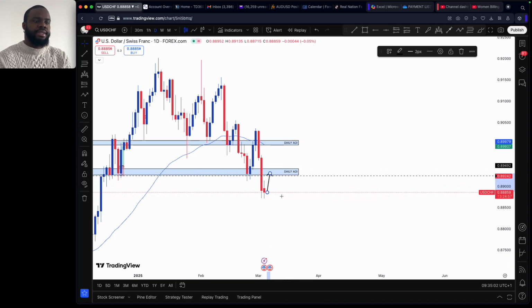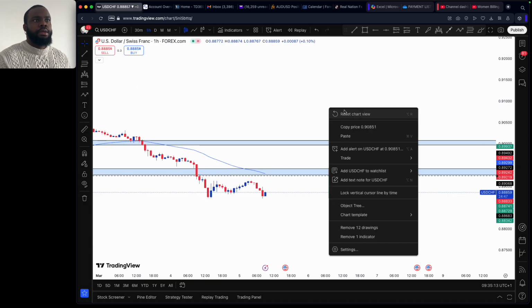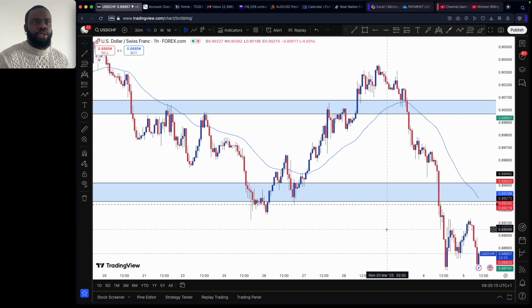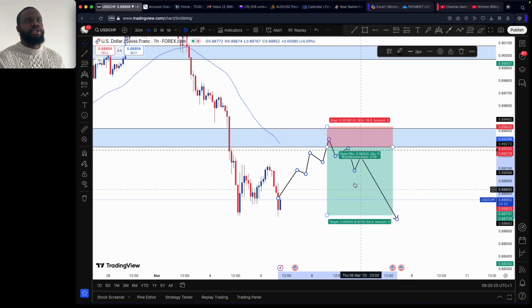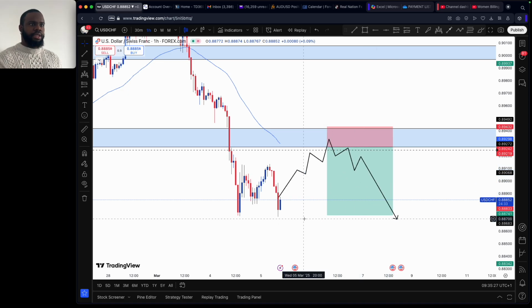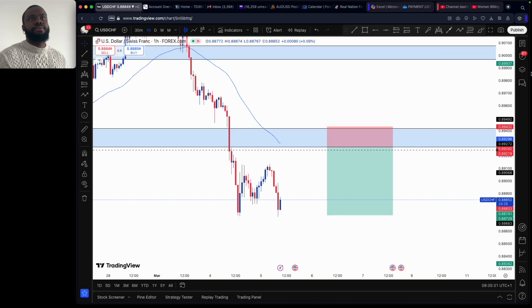We had the CHF CPI today. It didn't do that much in the market, so let's be expecting a push to the upside. What I want to see is something similar to a bullish market to the upside. Then I want to see us flip bearish so that I can take the market to the downside. That is for USD CHF.